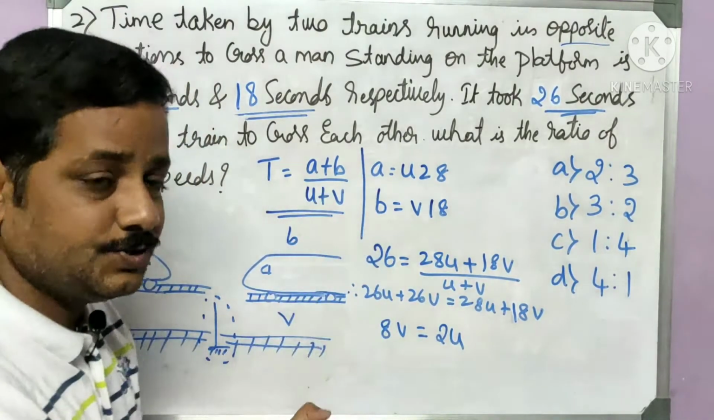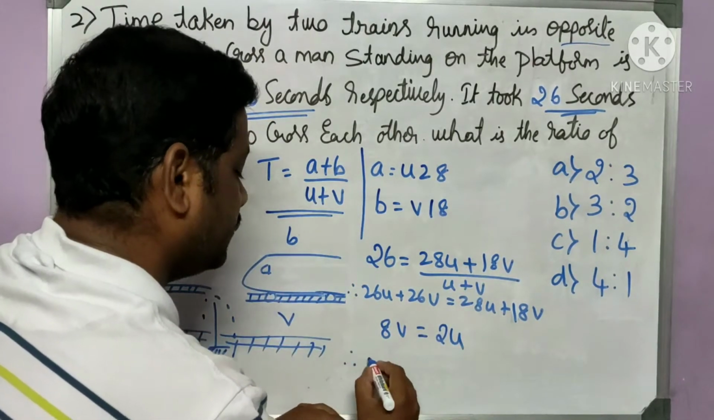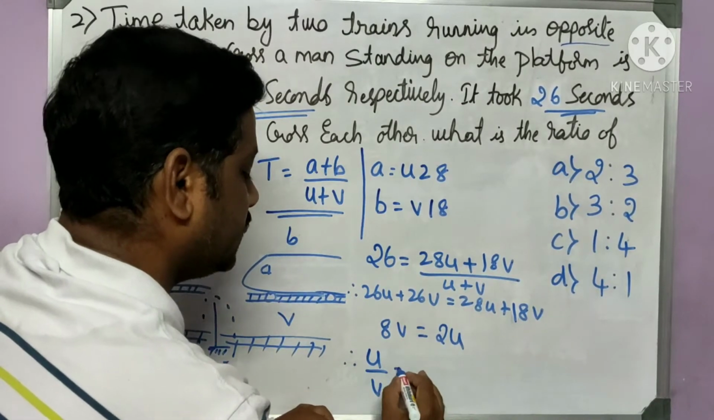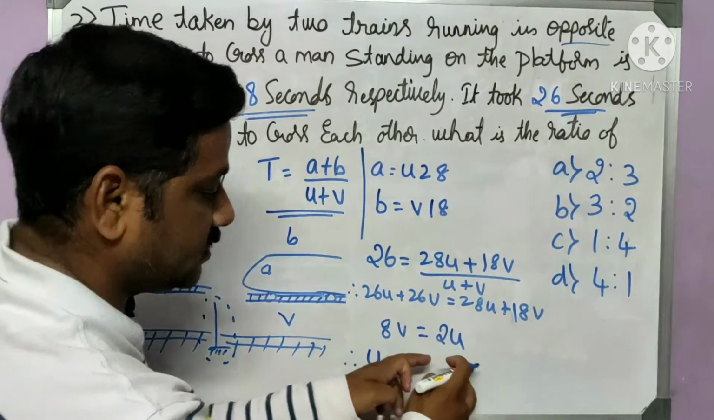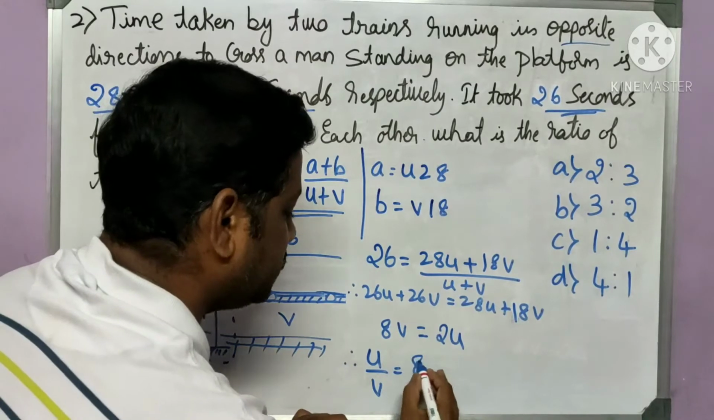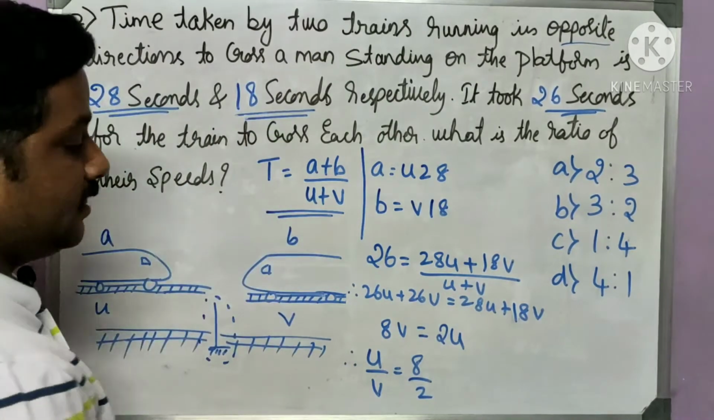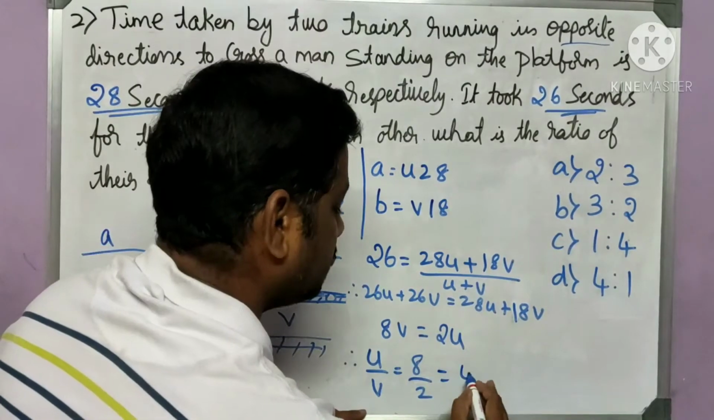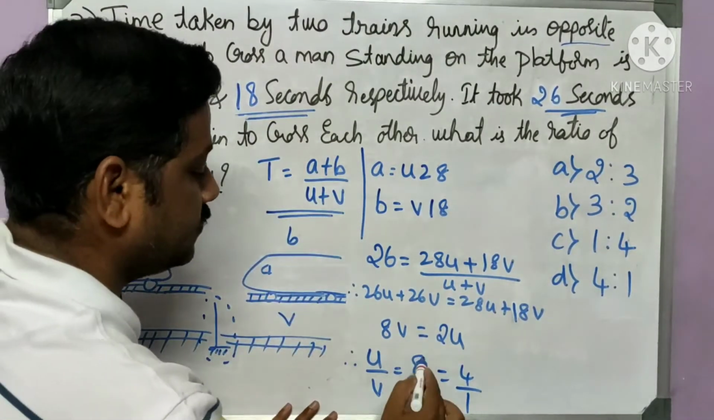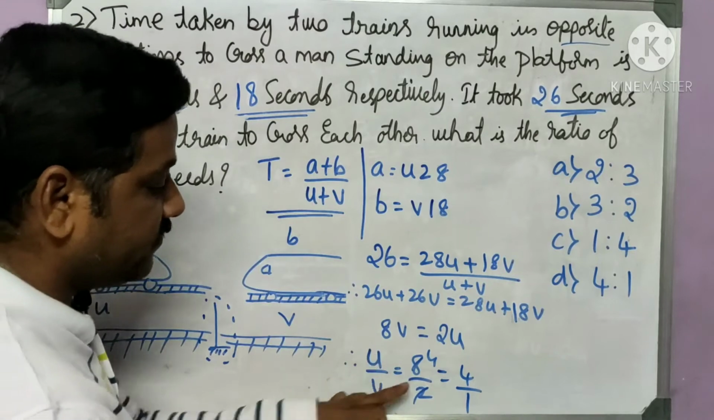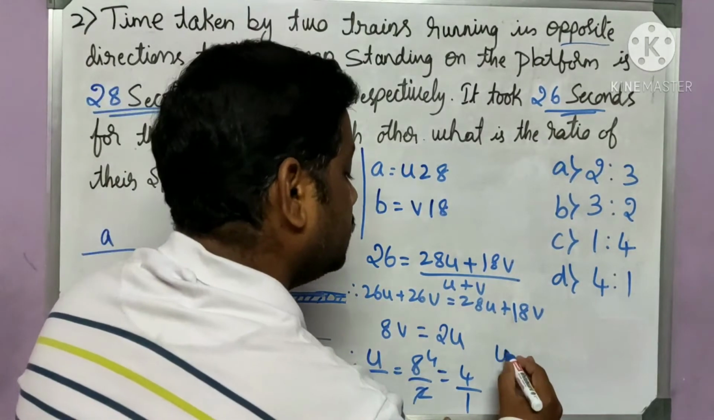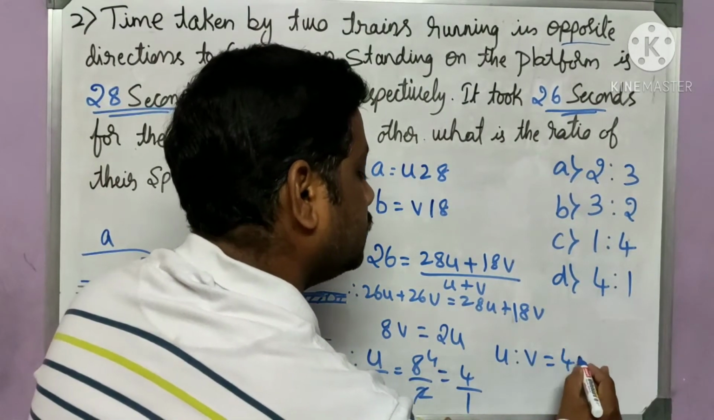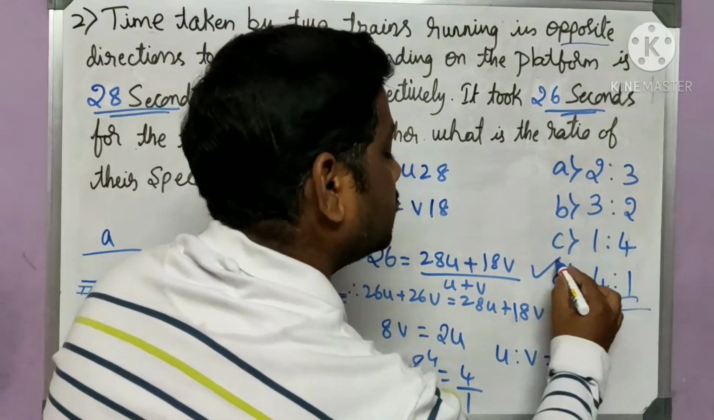So we need to get a ratio. What you can do is, therefore U by V can be given as U by V. I will take this V here and this is going to be 8 by 2. Okay, I'll take 2 here and V there. So you get 8 by 2, that is nothing but 4 by 1. 2 1s are 2, 2 4s are 8. So the U by V is 4 by 1, which is nothing but U is to V can be given as 4 is to 1. So this is the answer.